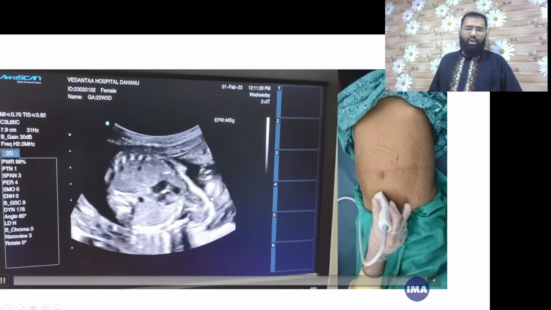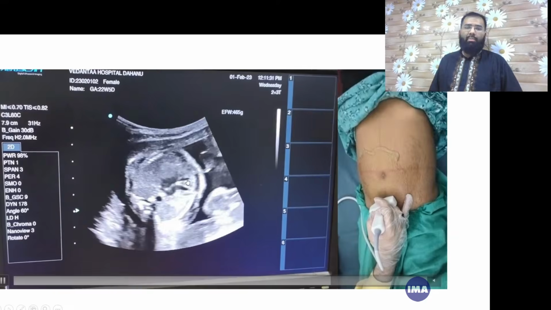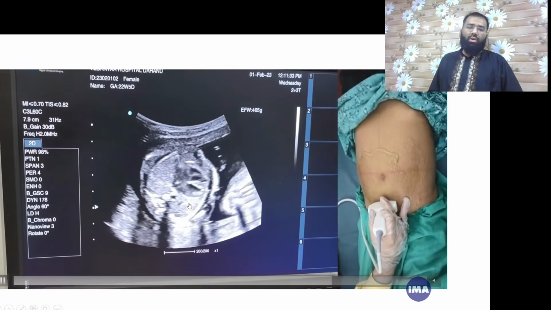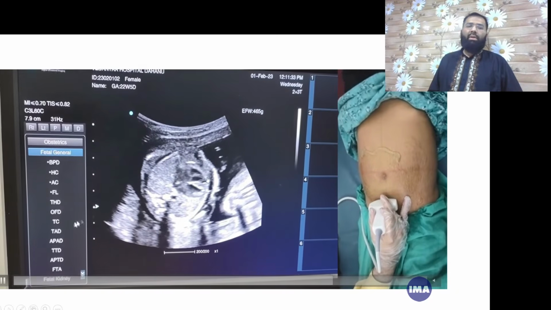Now, this is the umbilical cord. Here we are able to see it, so look for entanglement of the umbilical cord. A short cord is one that is less than 45 centimeters.